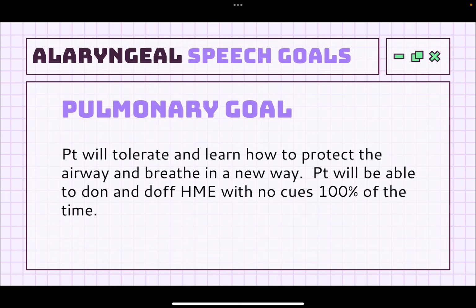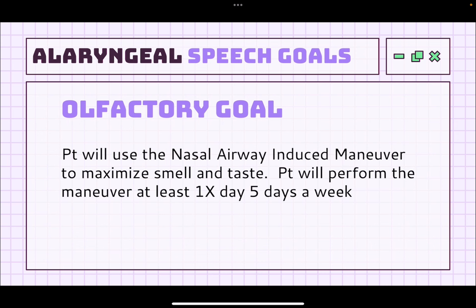Other goals that you might see are things like protecting their airway and breathing in a new way. So this is all new. They have to protect that stoma, learn how to keep it clean, learn how to make sure there are no infections, nothing going on in there, and be able to put it on and take it off appropriately with no cues 100% of the time. It's really critical that we don't settle for 80% or 90%. They need to be able to do this 100% of the time and independently, because this is really critical for the health of our patient. If we're not able to be there with them, we need to know that they can do this all on their own. So this is what a goal might look like for this particular patient.